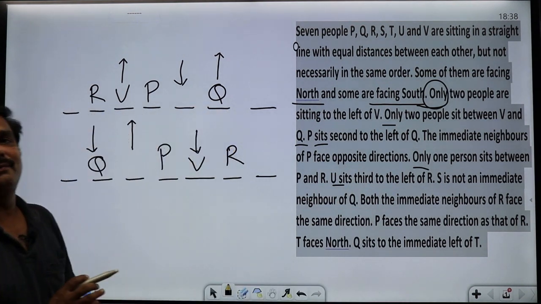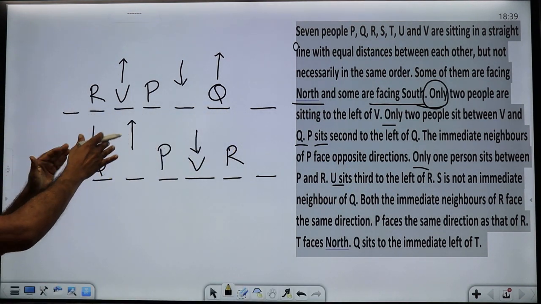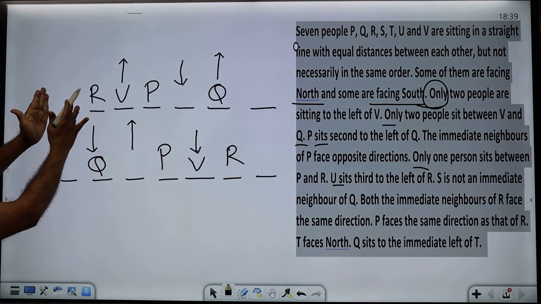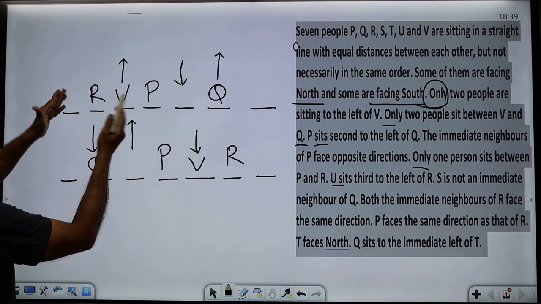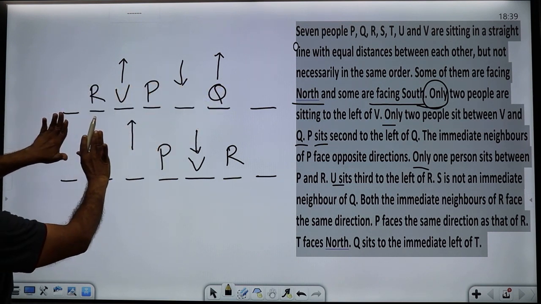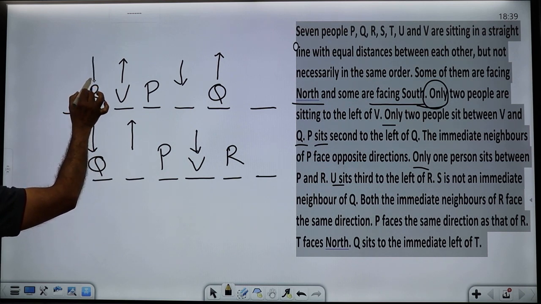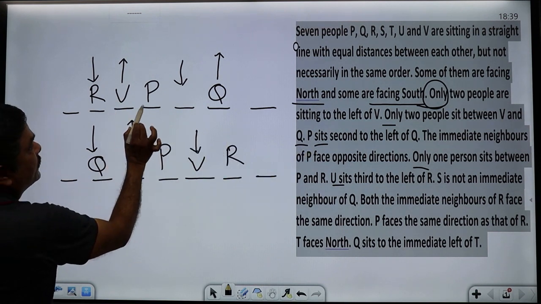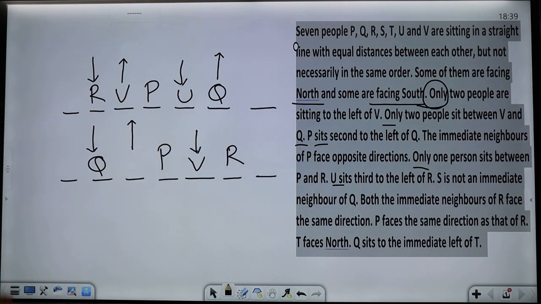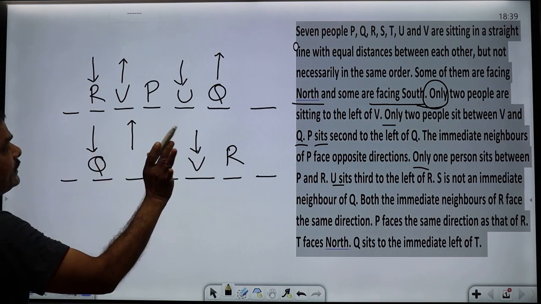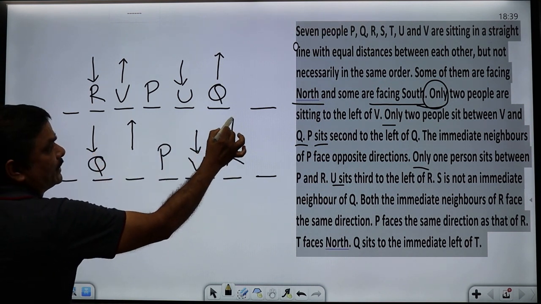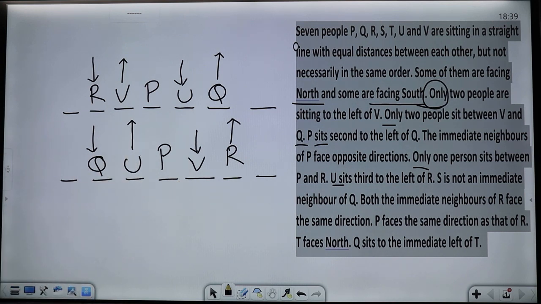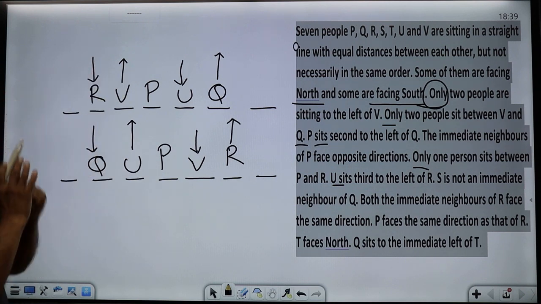U sits third to the left of R. Now here, U sits third to the left of R. This is R, right? If he faces south, only then it is possible anyway. So U sits third to the left of R. R must face south. Only then third left is this one. First, second, third, it should be U. Even here also you take, students. U sits third to the left of R. R must face north. Only then first, second, third, it should be U. Okay, even now also I am not able to eliminate anything here.